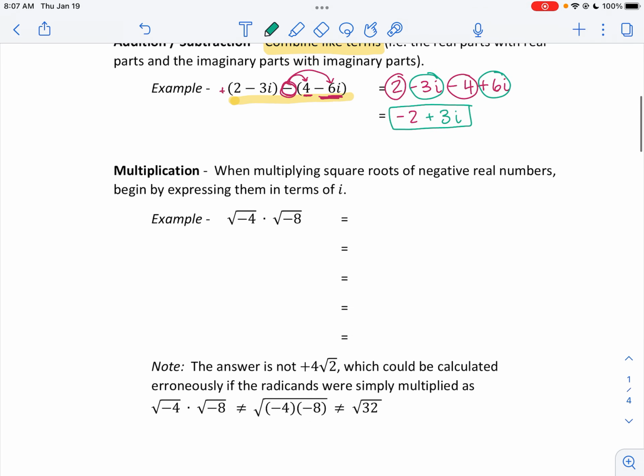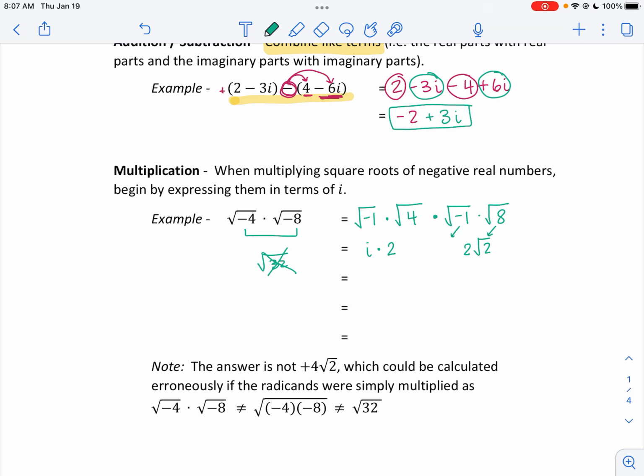Okay? When multiplying the square roots of negative real numbers, begin by expressing them in terms of i. So instead of multiplying the insides together and then ending up with a positive 32, we don't do that. Okay? So we have to separate them out with square root of -1 times square root of 4. That would be the first set, and that would be i times 2. And then multiply that with square root of -1 times square root of 8. When we simplify, 8 becomes 2 rad 2.